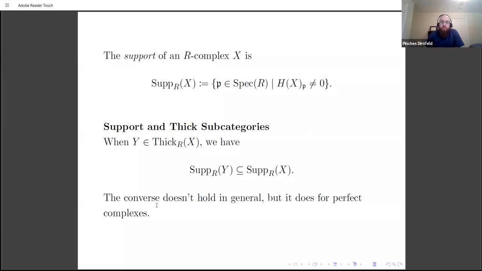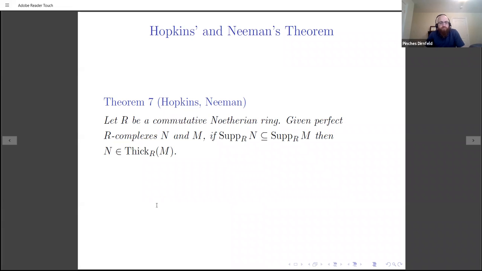But the converse does hold for perfect complexes, and this is due to a theorem by Hopkins-Neeman. I'm giving a slightly simplified version of the Hopkins-Neeman theorem because this is the only thing we really need here. Let R be a commutative Noetherian ring, and given perfect complexes N and M, if the support of N is contained in the support of M, then N is contained in the thick subcategory generated by M. The proof is left as an exercise for the audience.